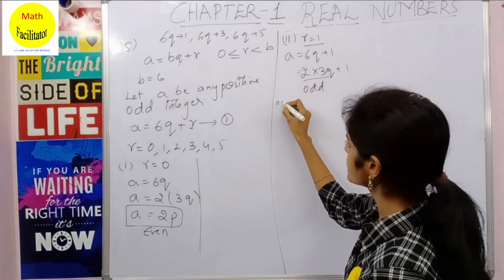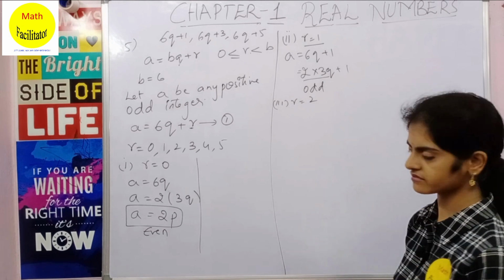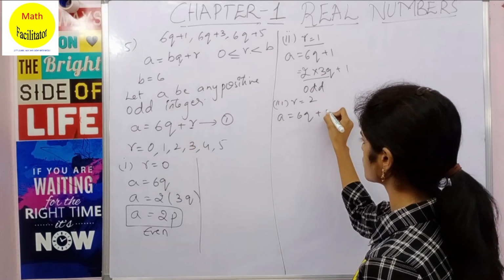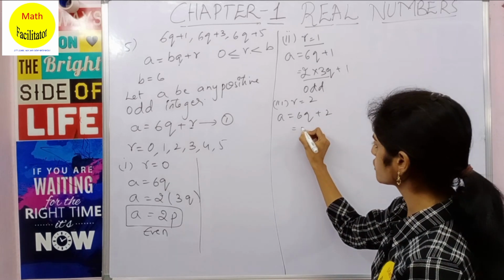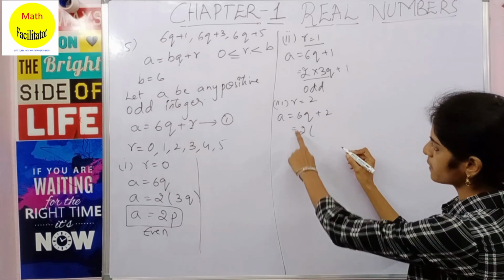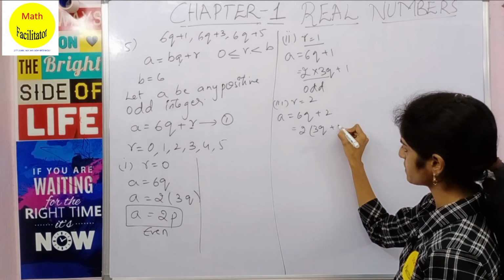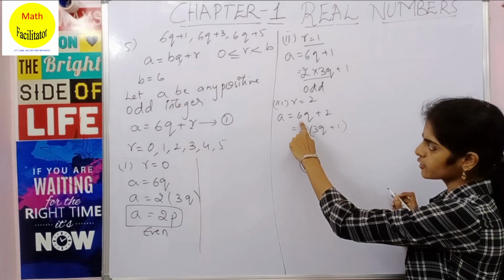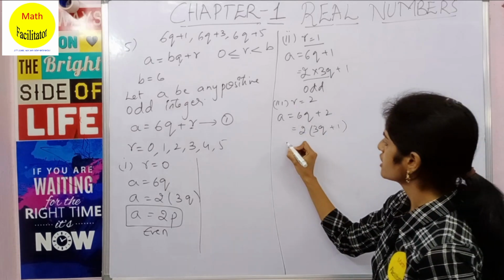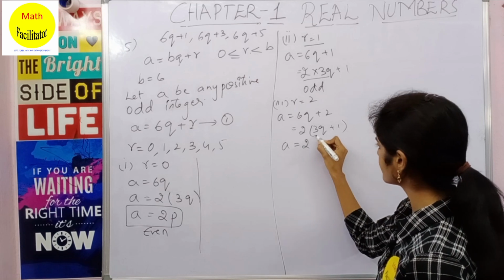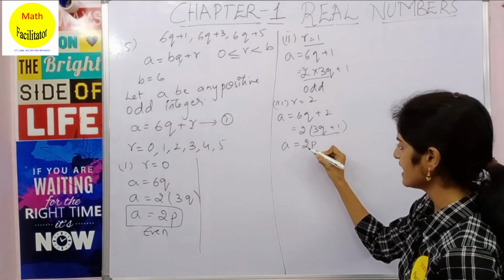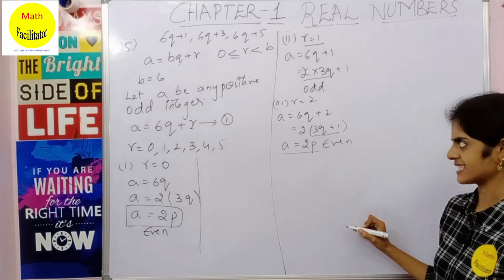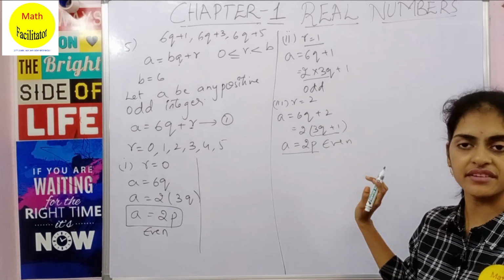Now let us take r equal to 2. So when r is equal to 2, a is equal to 6q plus 2. Now you can take 2 common from these two. If you take 2 common, it is 3q plus 1. Since you are taking 2 common, you are left with 3q. So a is equal to 2 into, now this you can take as p. This is again even. Do you agree? So when r equal to 2, you get an even integer.